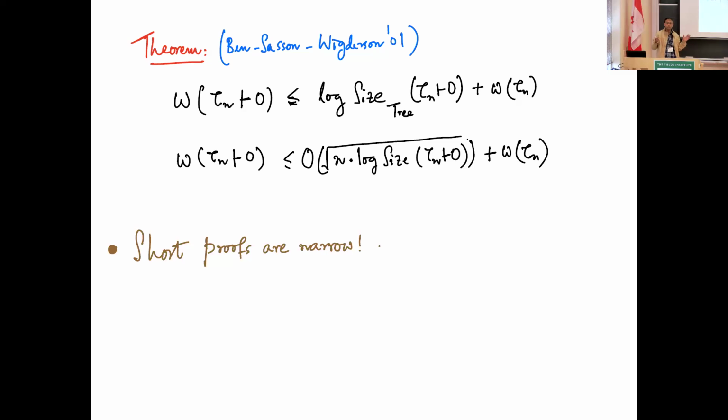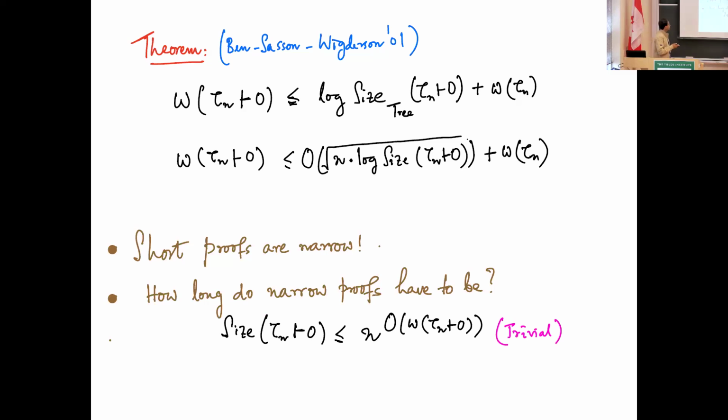So if your proof is short, then you can convert it into a narrow proof. But the important point here is that the proof you start with, which was short, need not be narrow. There is a different proof that might become narrow. And the question we want to ask here is: how long do narrow proofs have to be? If you start with a narrow proof, it's a question from the other side. How long does it have to be?